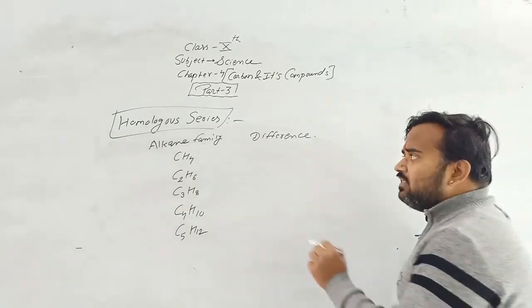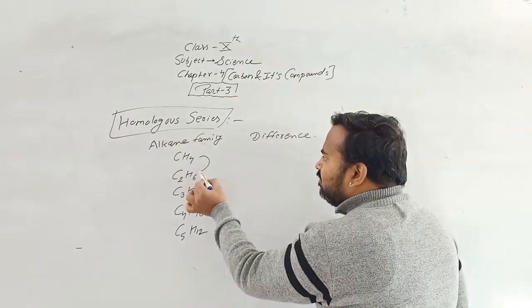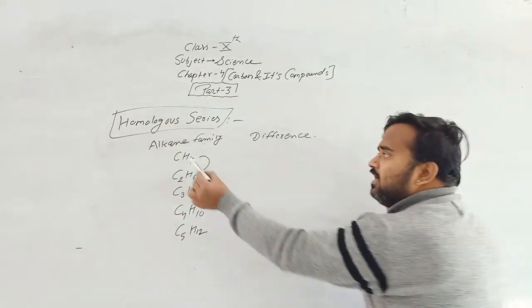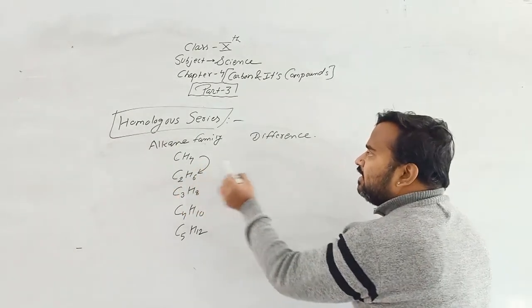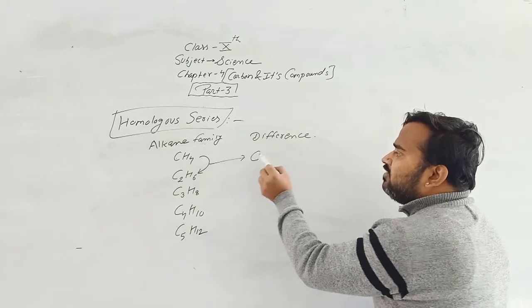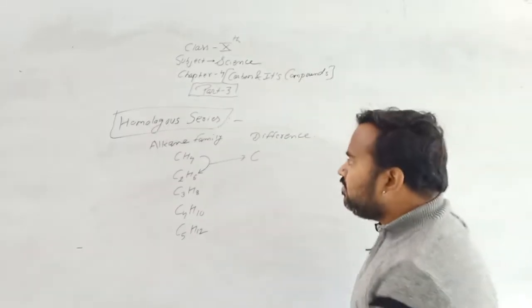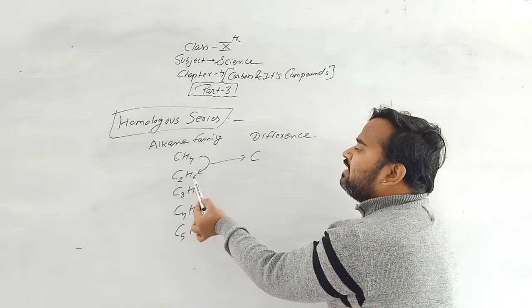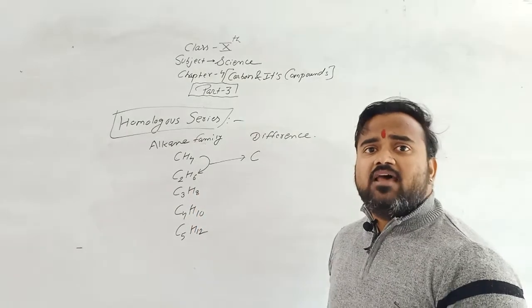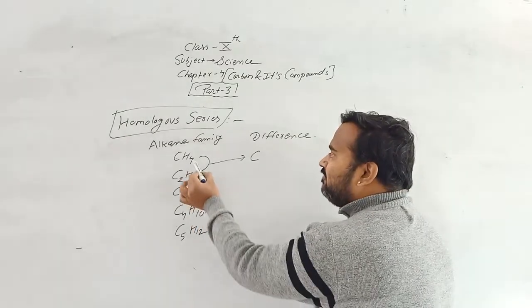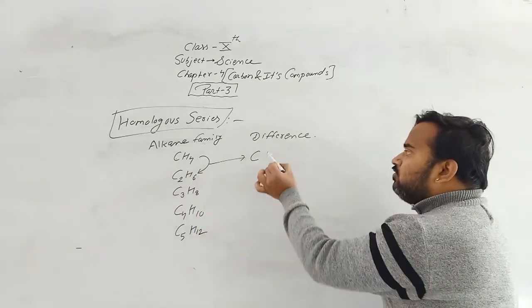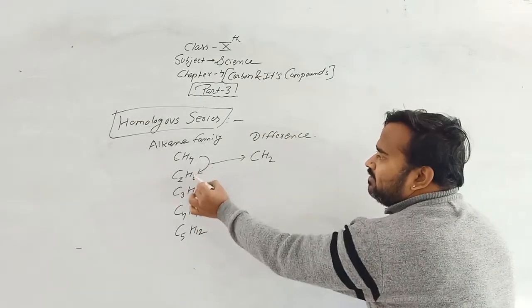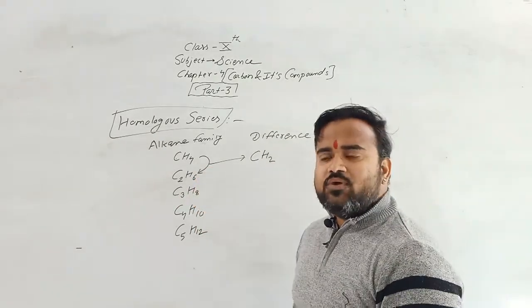Now focus on this. What is the difference between these two? Here it contains one carbon and here two carbon. That means the difference is one carbon. This contains four hydrogen and this contains six hydrogen. So there is a difference of two hydrogen.